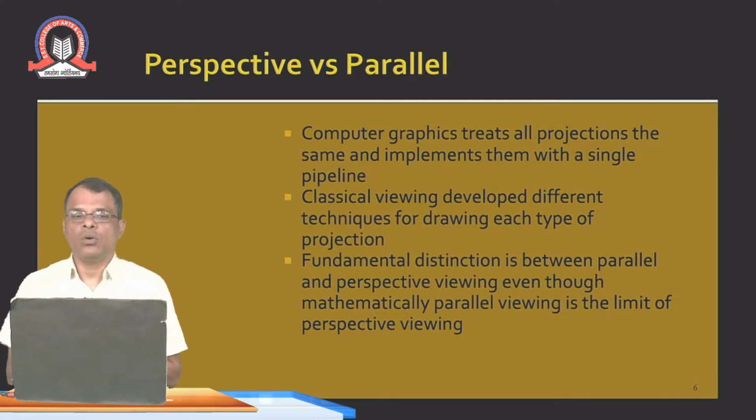When we talk about projections, they are either perspective projections or parallel projections, right? So what is the difference between them? Computer graphics treats all projections the same and implements them with a single pipeline. Classical viewing developed different techniques for drawing each type of projection. There is a fundamental distinction between parallel and perspective viewing, even though mathematically parallel viewing is the limit of perspective viewing.